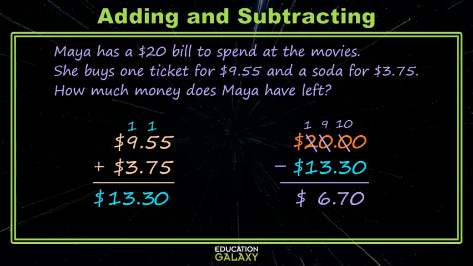So, in summary, when you add and subtract whole numbers and decimals, what do we do? Line up your place values.